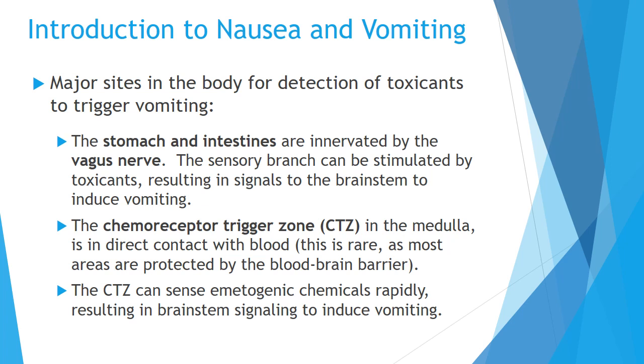The second one that may not be as obvious is the chemoreceptor trigger zone, and that is in the medulla, in the brainstem. So that means it's not going to immediately detect toxins that are in the diet or something that you consume, but it's actually designed to detect toxins that are in the blood. And this is one of the rare locations in the central nervous system where we have leaky capillaries, and we don't have a tight blood-brain barrier in the chemoreceptor trigger zone, so we can very easily sense toxins that are in the bloodstream.